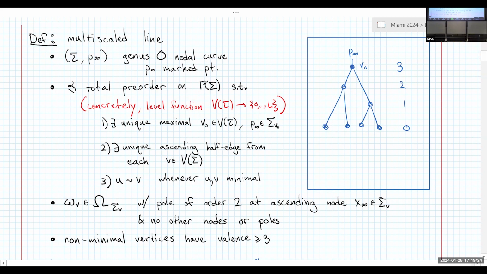The fact that these two internal vertices are at different levels is part of the data. Every vertex has to have a unique ascending edge from it, and all of the minimal vertices have to be at level zero. But there's a mild stability condition: the internal vertices have to be at least trivalent. You can have a higher valency if you want, but the minimal vertices have to be just univalent, so it doesn't apply to them. So this is the main geometric object.